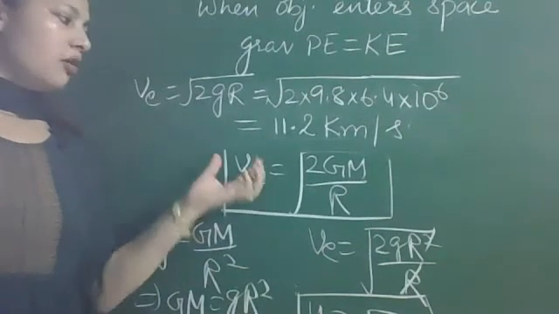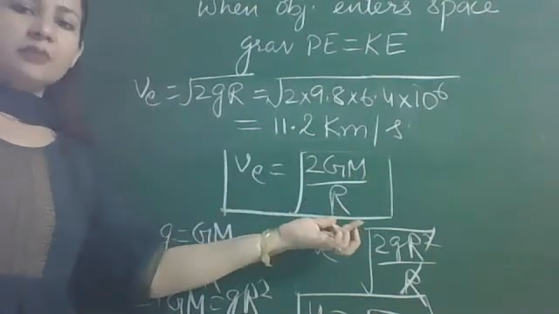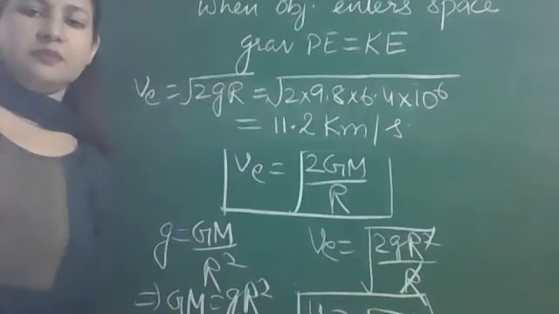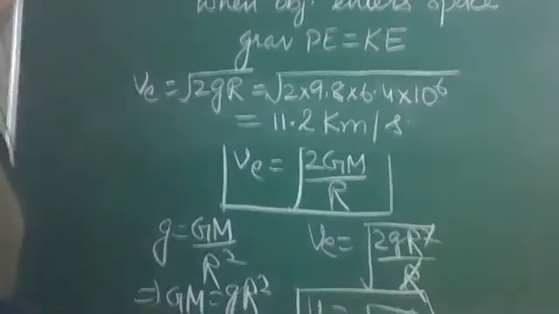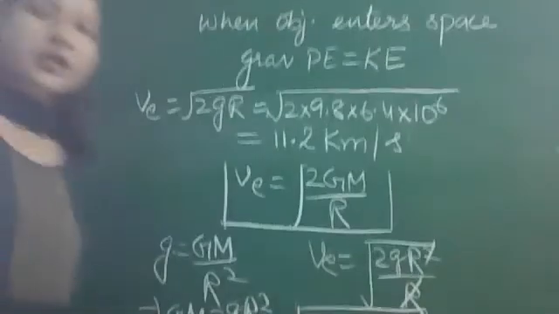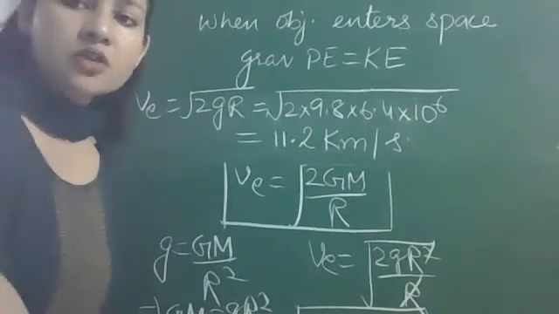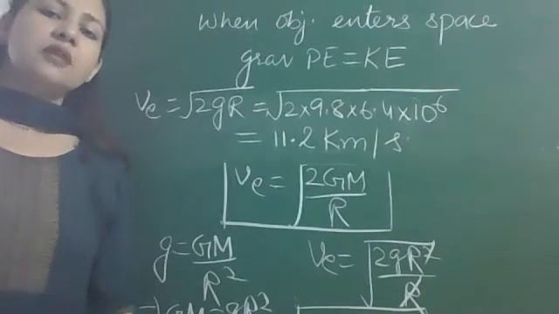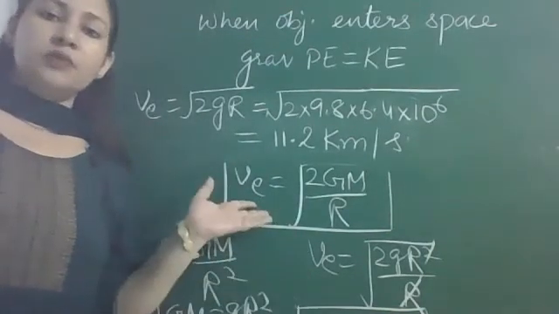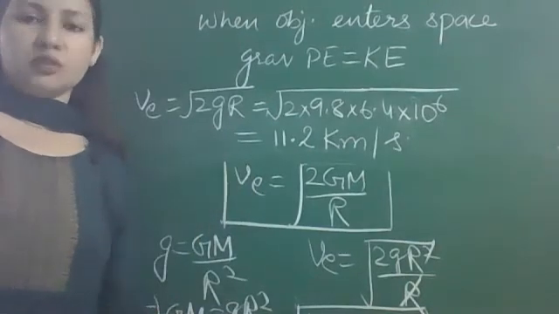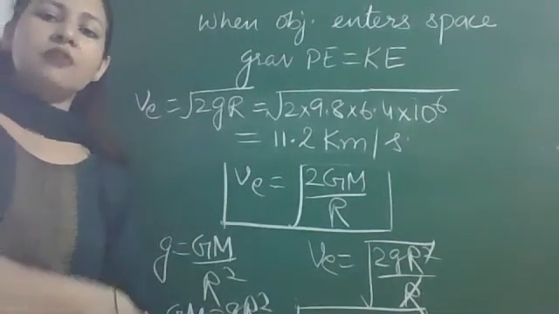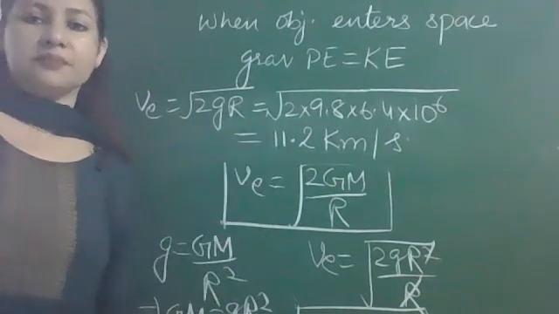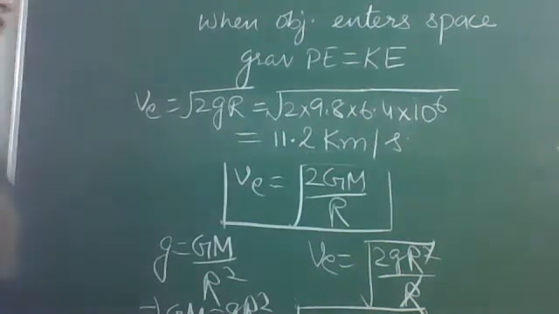So it depends upon the mass of the planet and the radius of the planet. It does not depend upon the mass of the object that has been projected. So it will remain the same for all types of masses, whether heavier or lighter. All the objects will reach space at the same time if they are projected with this escape velocity. For projecting any object from Earth, you need a velocity of 11.2 kilometer per second.